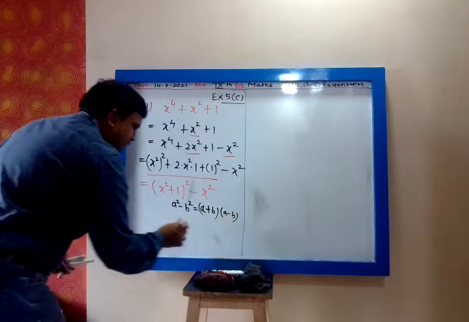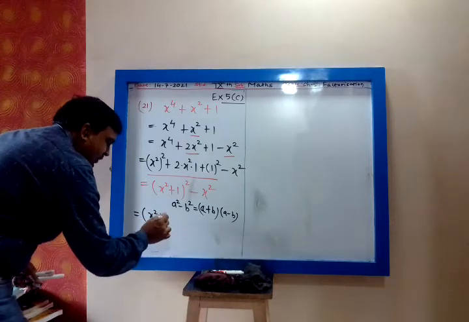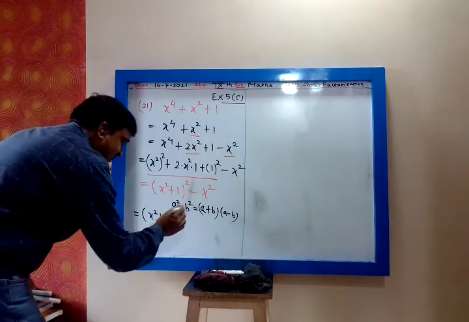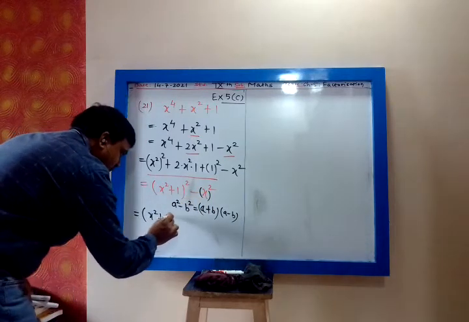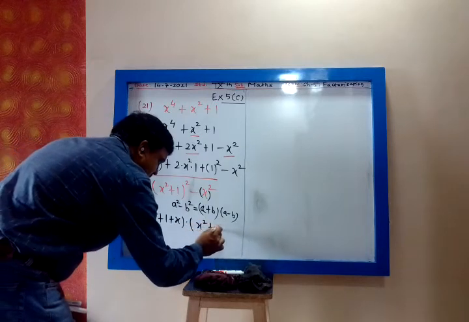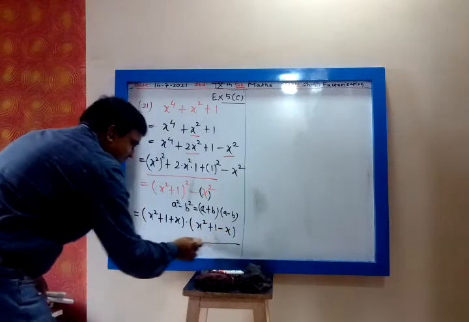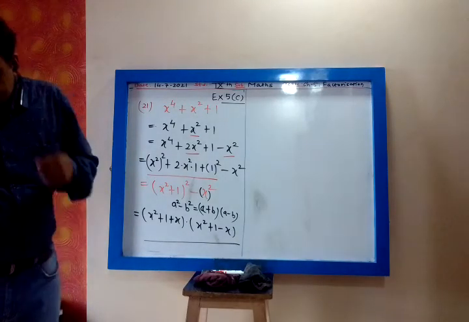So this will be x square plus 1 plus x, into x square plus 1 minus x, and this is the answer. Okay, this is the answer.